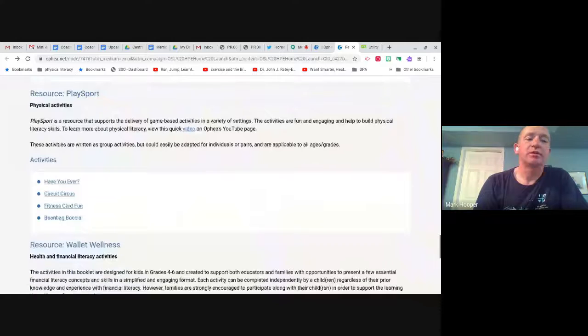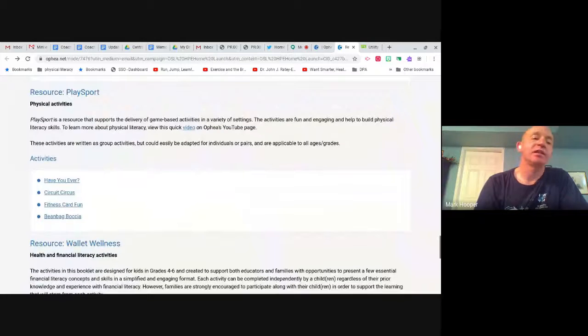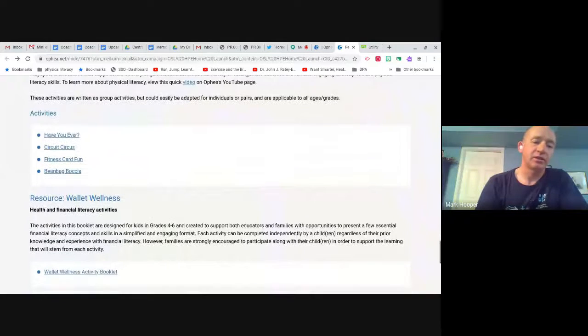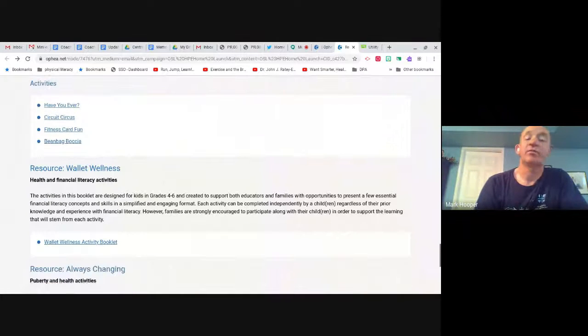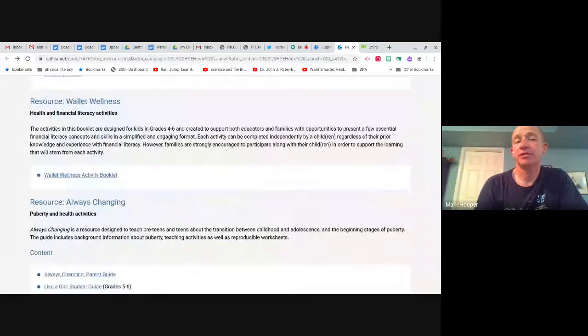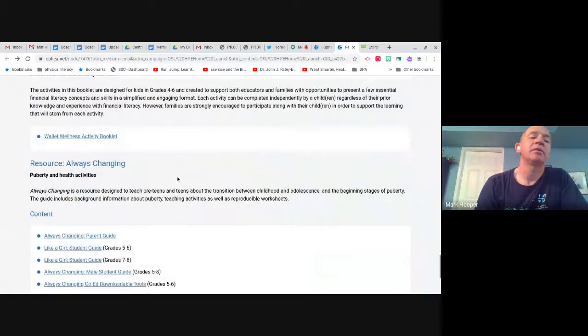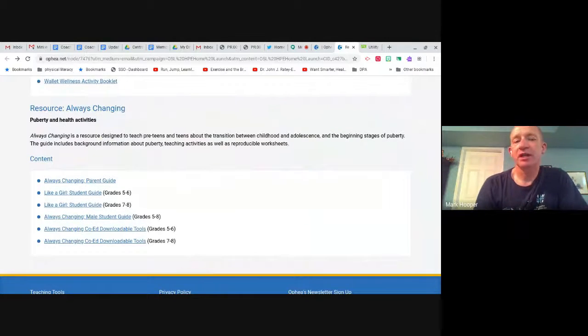I showed you play sport. So here's some of the activities that they've recommended for play sport that you can actually do at home. And they have some financial literacy resources at Ophea, so they've given an idea what you can do with that. And then we have our human sexuality unit, and they have some great resources as supplements to help teachers and families work through the human sexuality unit.